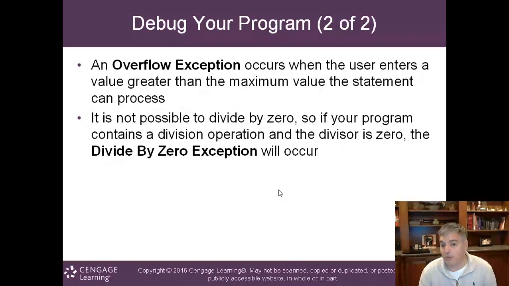It's also not possible to divide by 0. So if your program contains a division operation where the divisor is 0, the divide by 0 exception will occur. So if you're doing some math and you don't declare a variable, or you have 0 in the divisor, you're going to get that error.